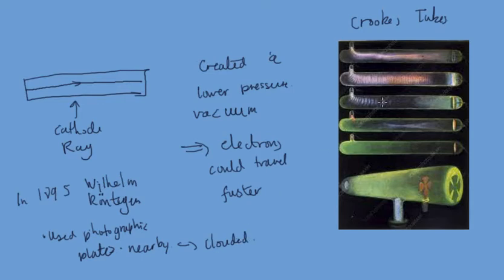He deduced that there must be something being emitted from the tubes, some kind of radiation being generated and emitted from these tubes that caused the photographic paper to become clouded.